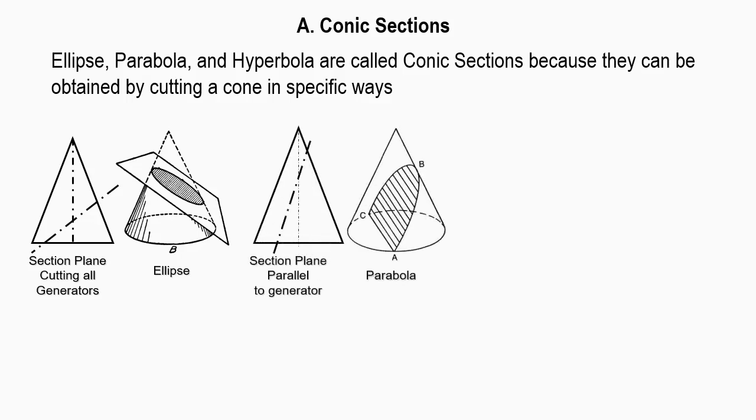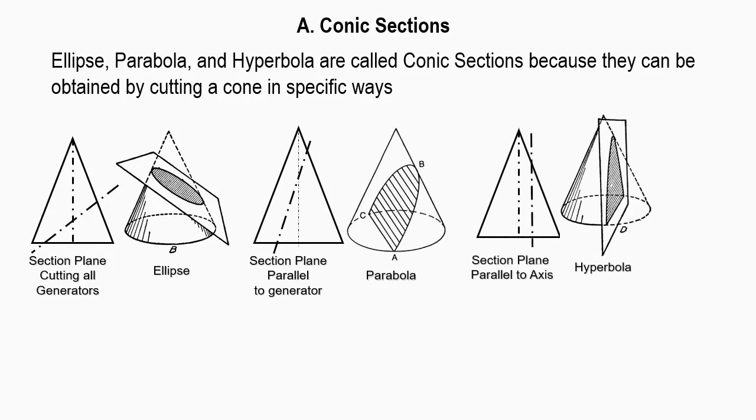Then a parabola. If the cutting plane cuts the cone in such a way that the cutting plane is parallel to the generator of the cone, then the shape of the section that we obtain is a parabola. If the cutting plane is parallel to the axis of the cone, then the shape of the section that we obtain is a hyperbola. But it is not necessary for the cutting plane to be parallel to the axis. If the angle of the cutting plane with the base of the cone is more than the angle of the slant edge, then we get a hyperbola.